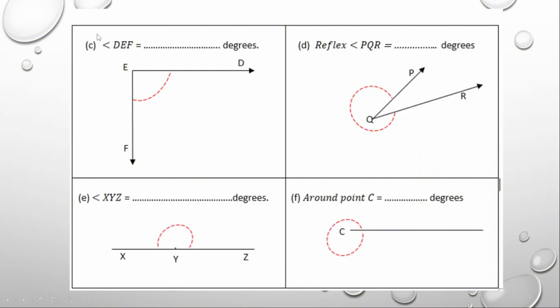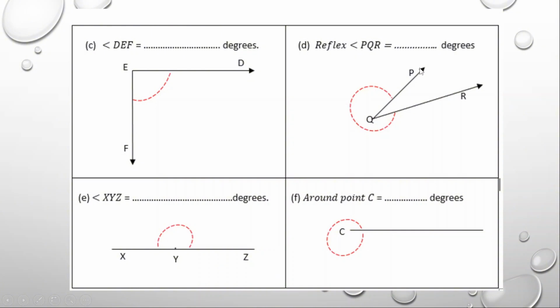Next one. DEF. Again, keep it upside down, and center point on E. Baseline on ED. Place it on ED and start counting. Yes, it can only be 90. Right, we move on. I told you, around a point, internal plus external give us 360.